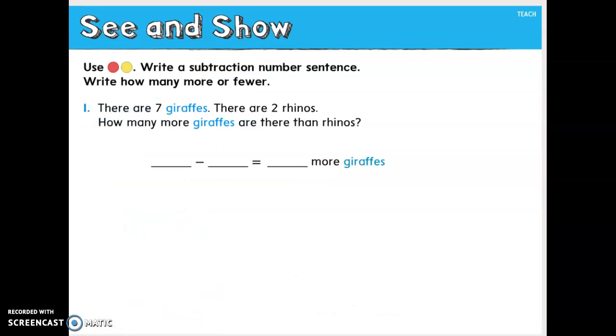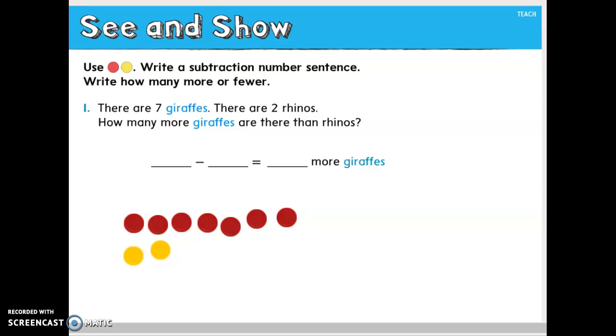It says to use our dots to write a subtraction number sentence. So we're going to use our dots here to illustrate what we've got here. So it says there are 7 giraffes. So I'm going to go ahead and put up 7 of my dots. 1, 2, 3, 4, 5, 6, 7. And I have 2 rhinos. 1, 2. Now I can use a number sentence to show the difference between the giraffes and the rhinos.